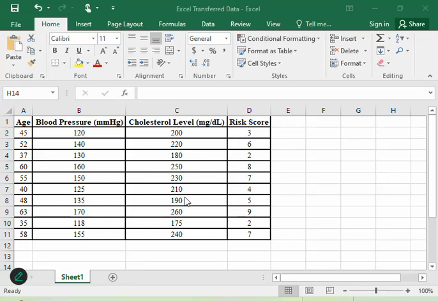In this tutorial, we are going to look at how to run regression analysis in Excel. To run regression analysis in Excel, what we need to make sure is that we have the data already in our Excel sheet, like I have used this data as an example.